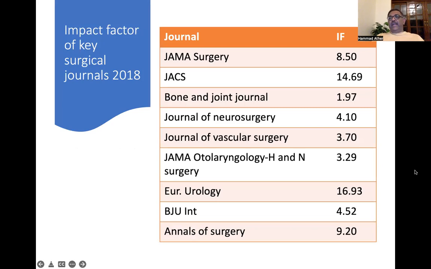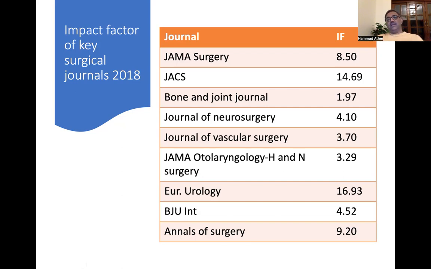So it's quite variable. Unfortunately, the impact factor of journals published in Pakistan is very, very low. If you look at the impact factor of some of the other top journals in surgery, the Journal of the American College of Surgeons is 14.7. Whereas if you look at the Bone and Joint Journal, the impact factor is low, it's only 1.97.